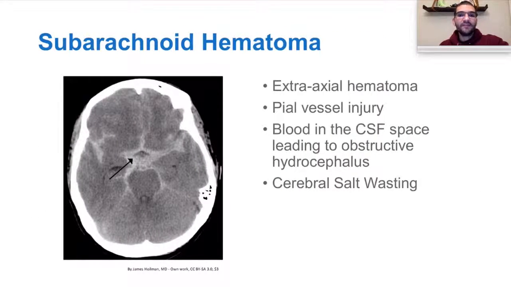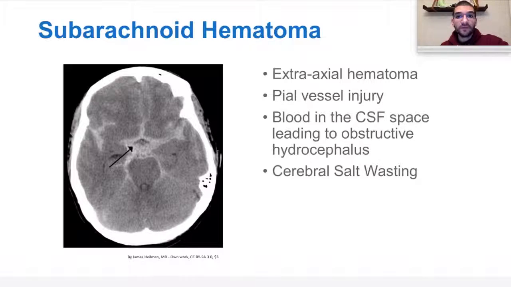The next slide is the subarachnoid hematoma. This is also an extraaxial hematoma. It is caused by injury to the pial vessels, which are vessels that are running in the pia. And this is blood in the CSF space. What you see here pointed by this black arrow is part of the basal cisterns. So the basal means the bottom part of the brain. The cisterns is just a collection of CSF.